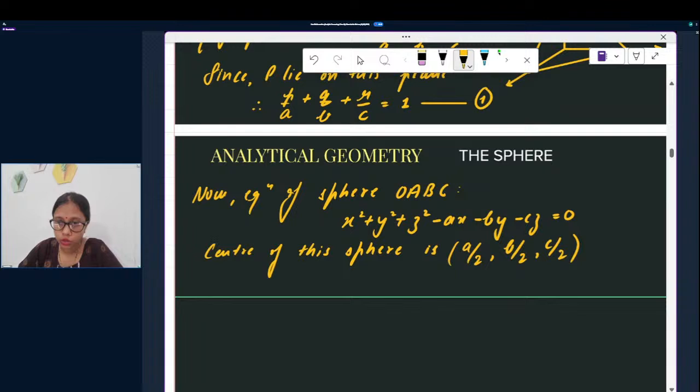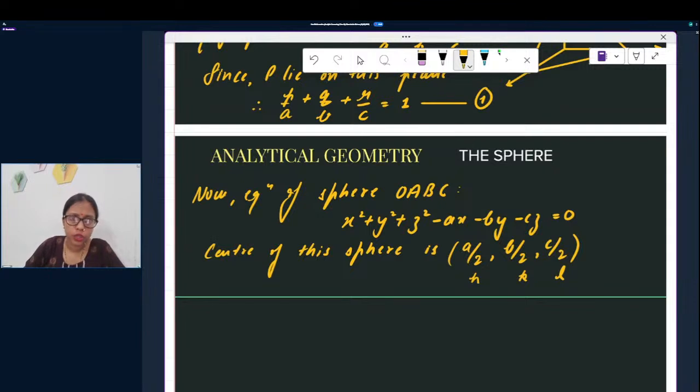Just to make sure that 2 does not get involved anywhere else in the calculation, let me take it as h, k and l. Okay, I have to find the locus of this. So the center of the sphere is this. That means I need a relation that contains a by 2, b by 2 and c by 2. I don't have the relation between a by 2, b by 2 and c by 2, but I do have a, b and c.